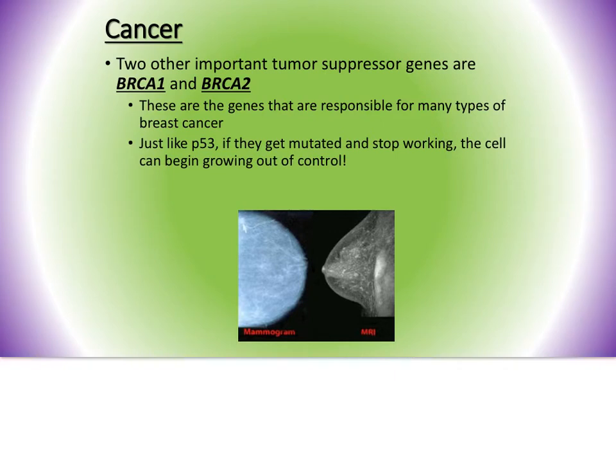Two other examples of tumor suppressor genes that you might want to be familiar with are BRCA1 and BRCA2, which is breast cancer 1 and breast cancer 2. These are two different tumor suppressors that are responsible or play a role in a lot of different types of breast cancer. And just like P53, these are tumor suppressors. So normally they function to keep your cell from dividing out of control. But if they are mutated and they no longer do their job, then the cells can start to divide uncontrollably.